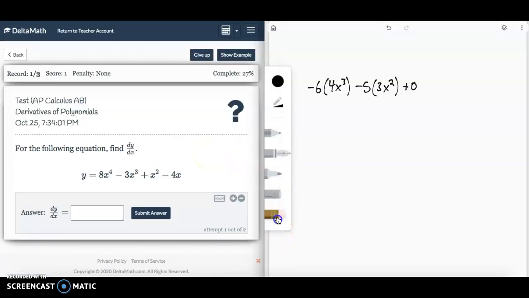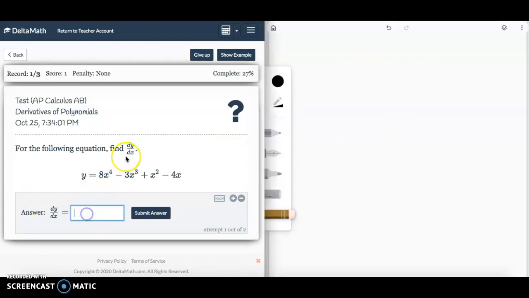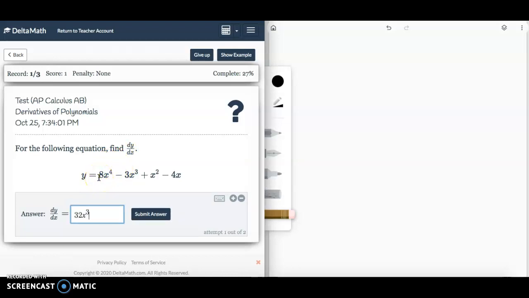All right, let's see if we can do this one without writing anything down. So 8x to the 4th would be, bring down that 4, multiply it, so 32x cubed minus 3 times 3 would be 9x squared. Derivative of x squared would just be plus 2x, right? Bring down that 2, subtract 1 from the exponent.